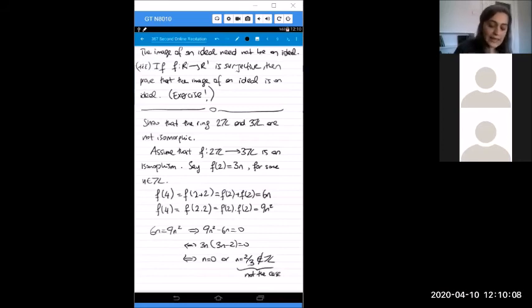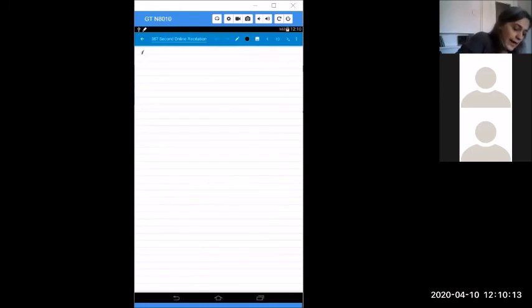But what about n is equal to 0? Is it a possibility? n is equal to 0 is also not possible because we know that homomorphisms take additive identities to additive identity. f of 0 is equal to 0 always.